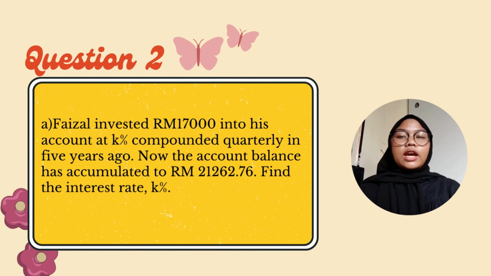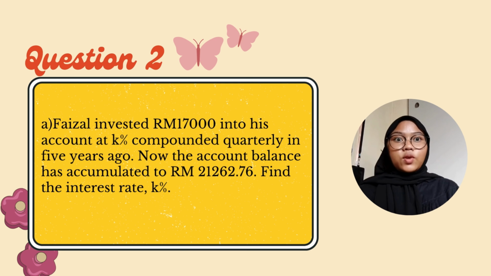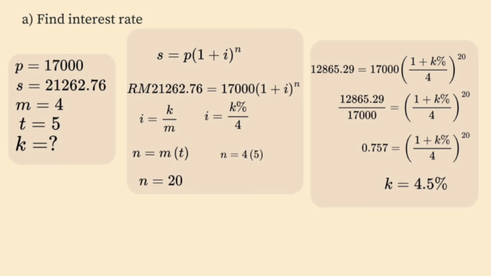Part A, question 2A. Faisal invested RM70,000 into his account at k% compounded quarterly 5 years ago. Now the accumulated balance is RM21,262.76. Now we have to find the interest rate. In the question, we can define P as RM70,000 and S as RM21,262 ringgit 76 cents, where m is equal to 4.